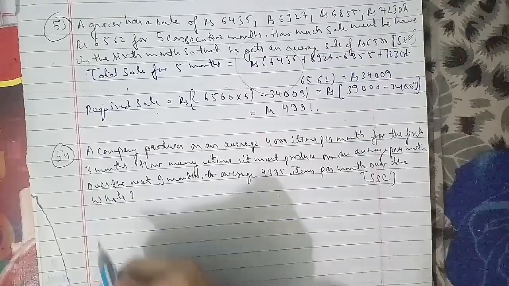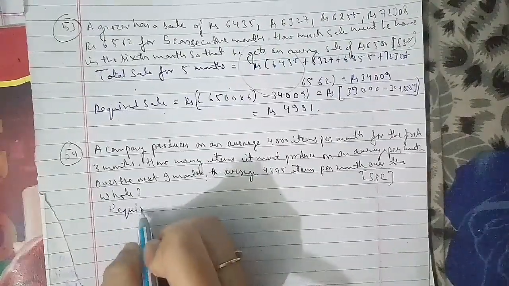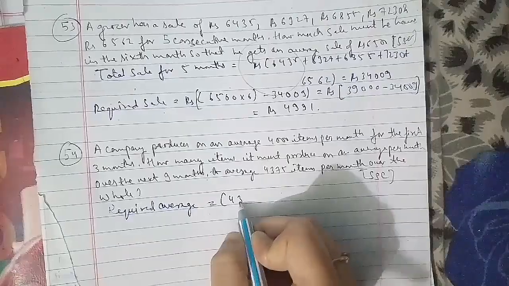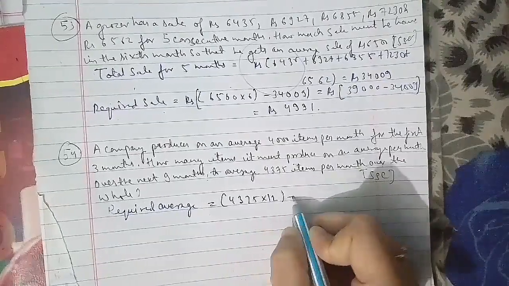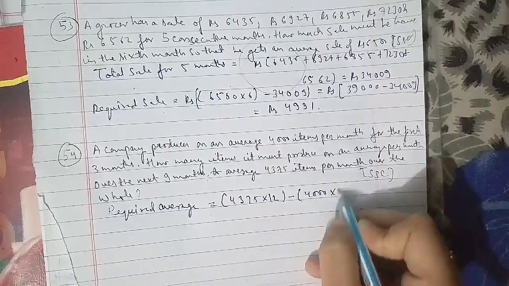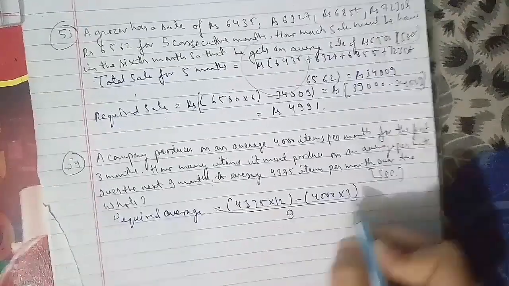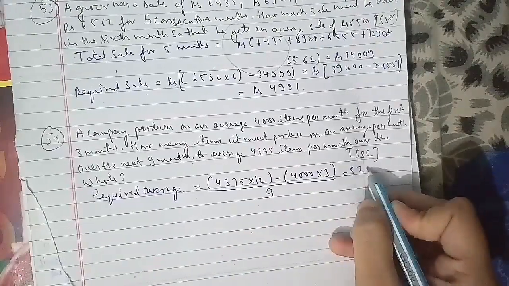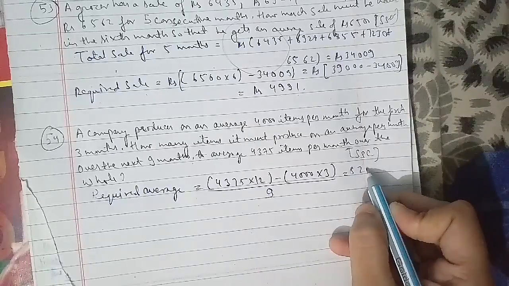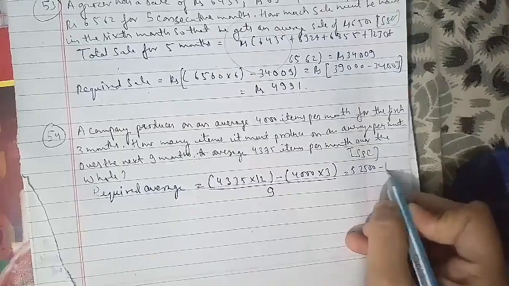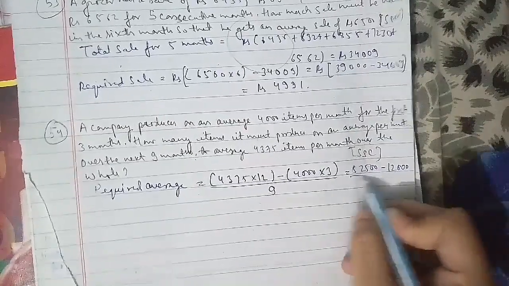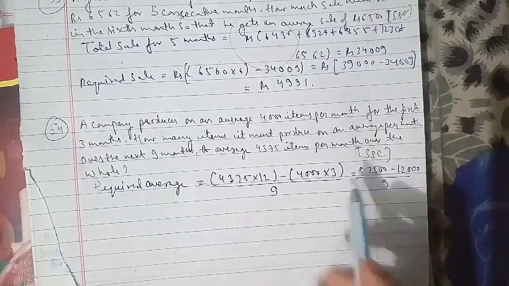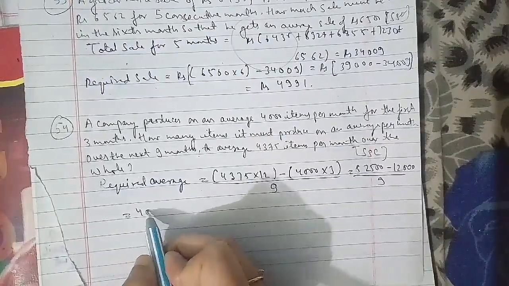Average equals 4,375 into 12 minus 4,000 into 3, whole upon 9. Then multiply 4,375 into 12, we get 52,500, minus 12,000, whole upon 9. 52,500 minus 12,000 gives 40,500 upon 9. We'll cancel it out and we'll get 4,500 here. That will be the right answer for this question as well.